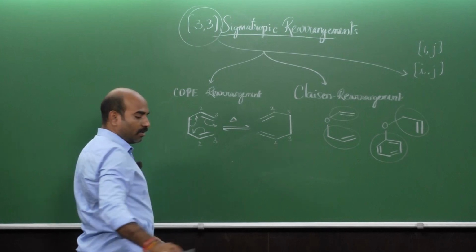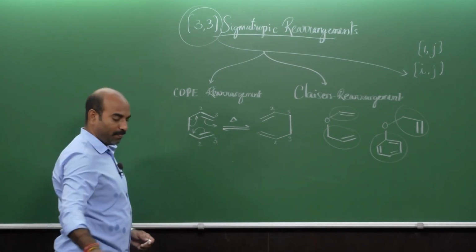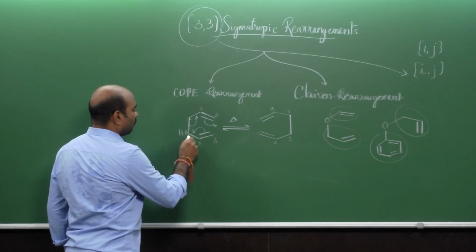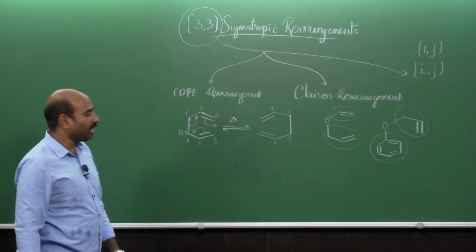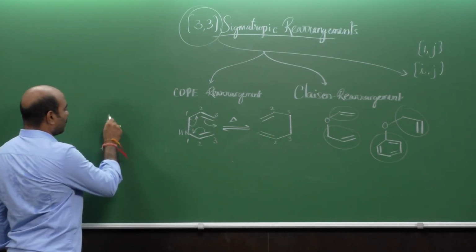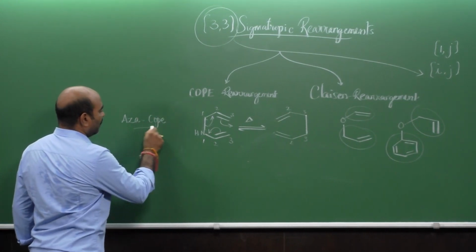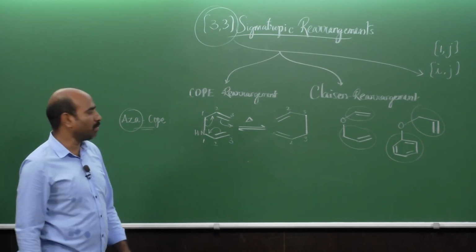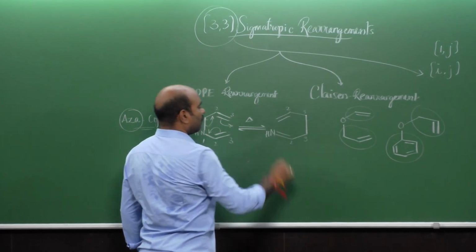Now if the same molecule has an NH group at position 1, this Cope rearrangement will now be called the Aza-Cope rearrangement reaction. Because nitrogen is involved, we call it the Aza-Cope reaction. So the product will be this one.